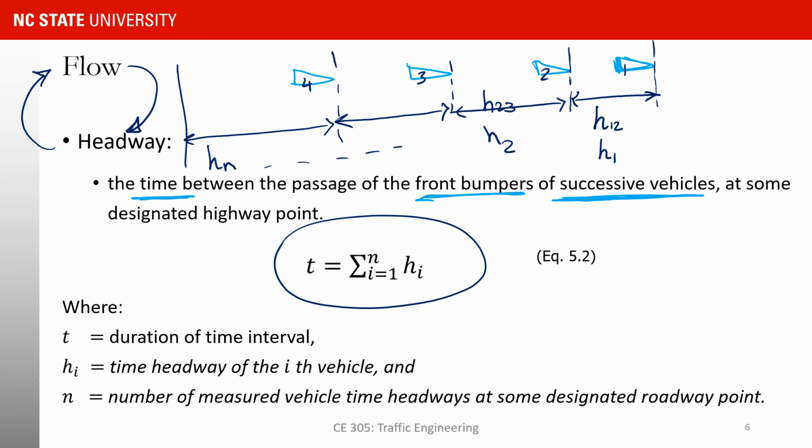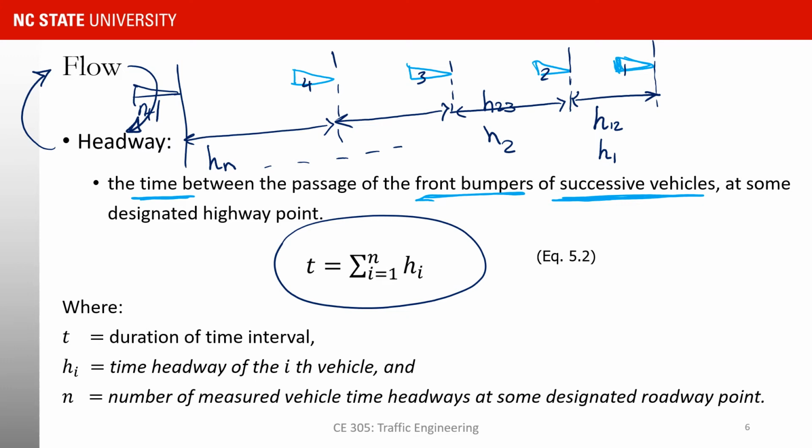So T is the duration of time interval or study period that you have. H_i is the headway, and N is the number of measured headways. So if you measure headway between N plus 1 vehicles, because this vehicle here is going to be vehicle N plus 1, you're going to have N headways, and the summation of all those is going to give you the entire time that you are measuring the headway.